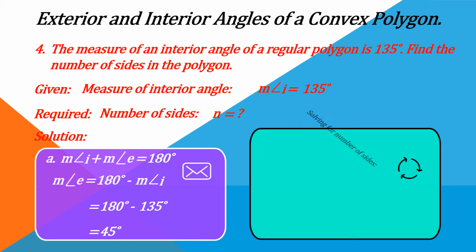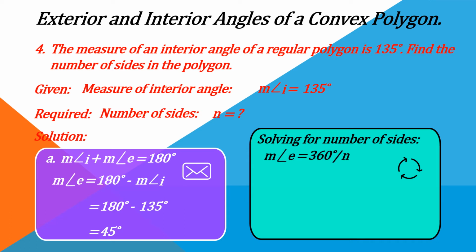Next, we will solve for the number of sides of this polygon. To do that, we will use our formula: the measure of the exterior angle is equal to 360 degrees divided by the number of sides. The measure of the exterior angle, as we have solved, is equal to 45. We will multiply both sides of the equation by n, and on the right-hand side, n is cancelled. Therefore, we have 45 degrees multiplied by n is equal to 360 degrees.